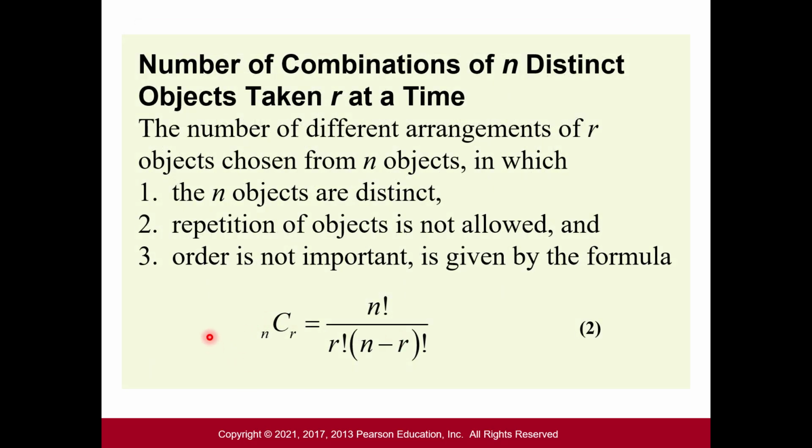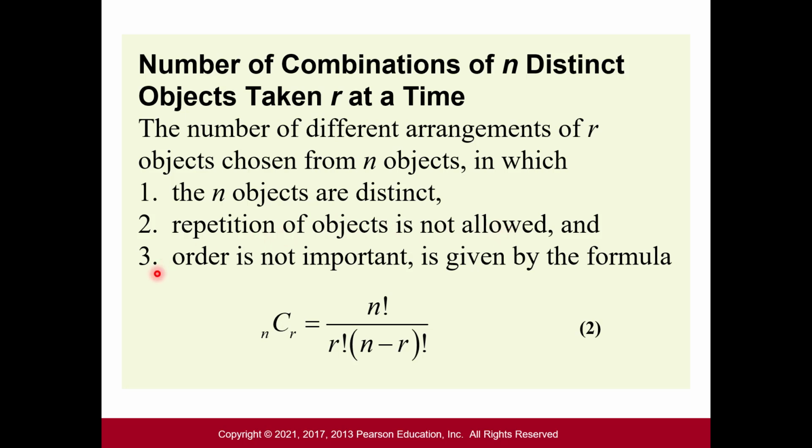Now here's our actual formula. So the number of combinations of n distinct objects taken R at a time. And so the number of different arrangements of R objects chosen from n objects, where the following is true. Number 1, the n objects are distinct. Number 2, repetition of objects is still not allowed.